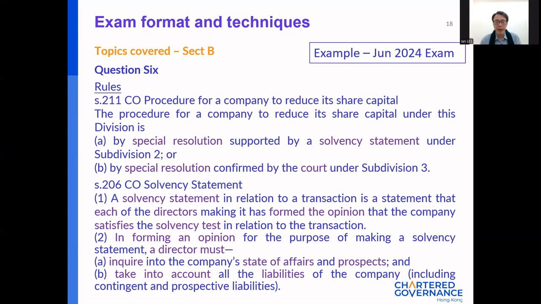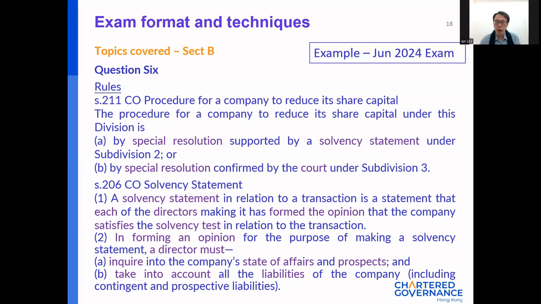And in forming an opinion for this purpose, a director must inquire into the company's state of affairs and prospects and take into account all the liabilities of the company. Okay, so you can see it's a strict requirement. Number one, you want the directors to form an opinion if the company passed the solvency test or not. But in forming an opinion, you cannot say, I declare yes. The director must be careful in forming that opinion.